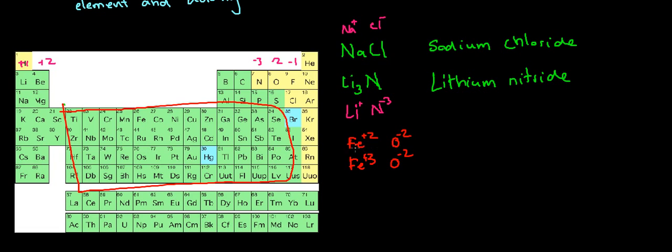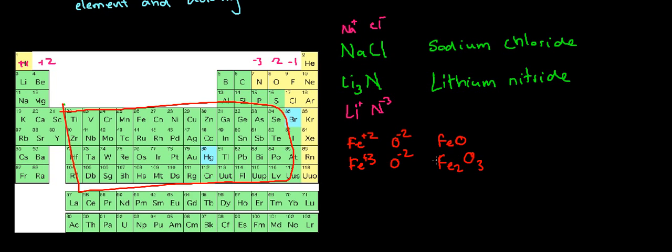Because if iron with a +2 charge and oxygen were ionically bonded, this would be FeO, because this is a +2 and this is a -2. But if iron with a +3 charge and oxygen were ionically bonded, this would be Fe2O3. I would have to get both charges up to a 6, so they would even out. Multiply this by 2 is +6, multiply this by 3, and this is -6. And these two compounds are different. FeO and Fe2O3 are not the same thing.